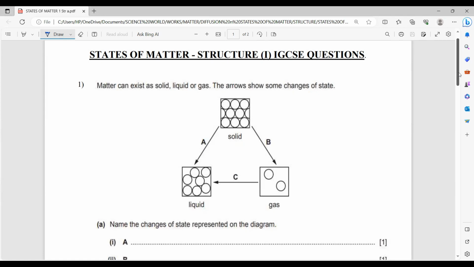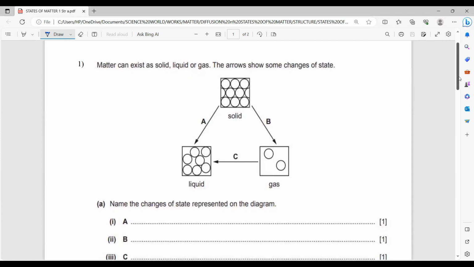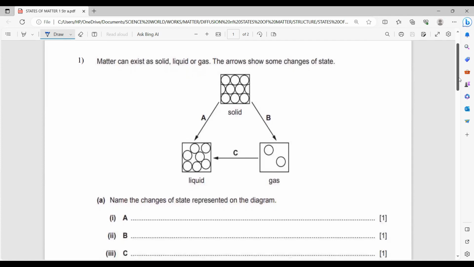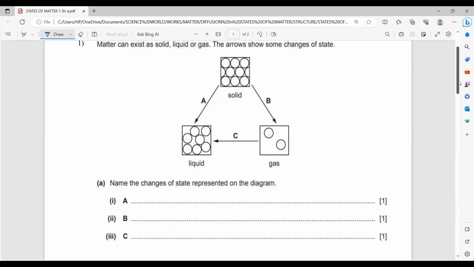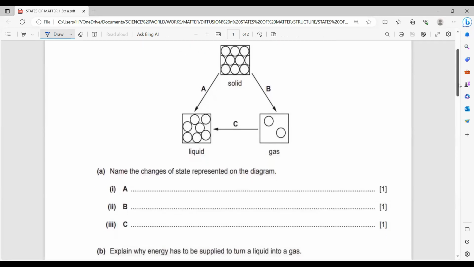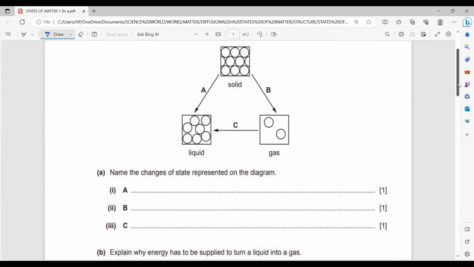Matter can exist as solid, liquid, or gas. The arrows show some changes of state. So you have your solid particles there, liquids, as well as your gas. Name the changes of state represented on the diagram.